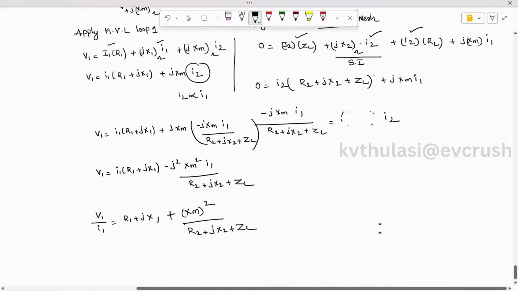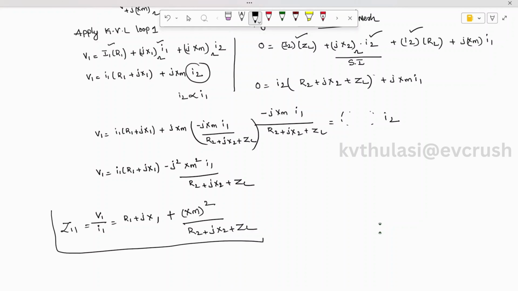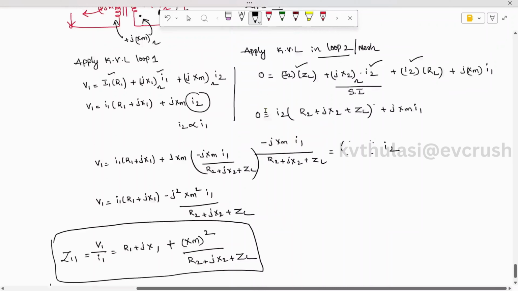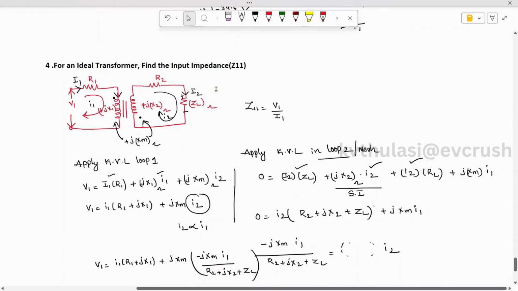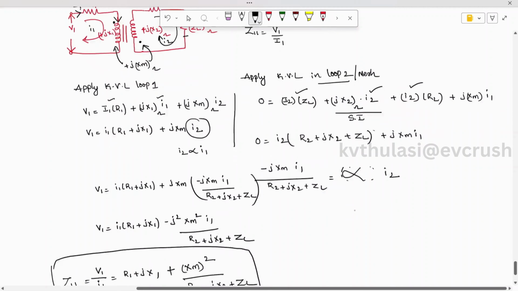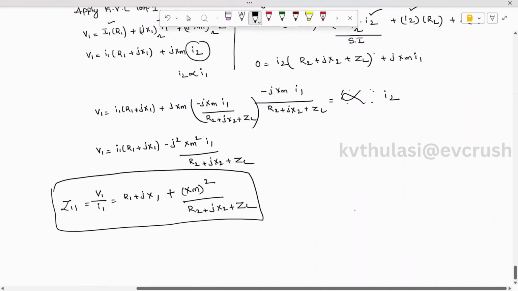This is the total input port driving point impedance offered by the transformer. Just write down the KVL at loop 1 and at loop 2. We should have V1 and I1, but I2 is there, so express I2 completely in terms of I1, then substitute in the equation and you get the input impedance.